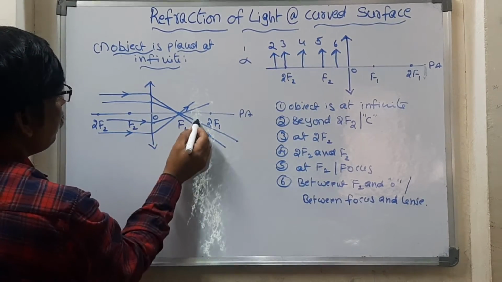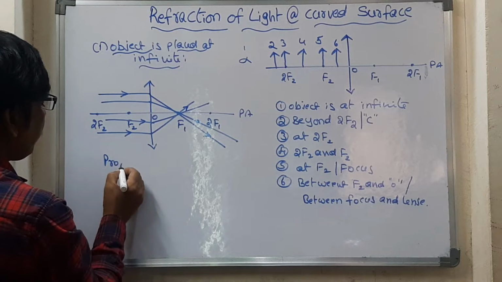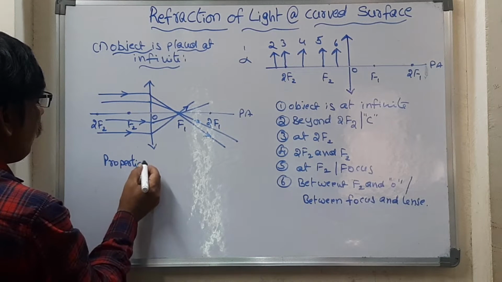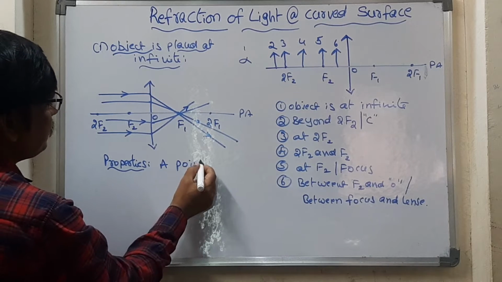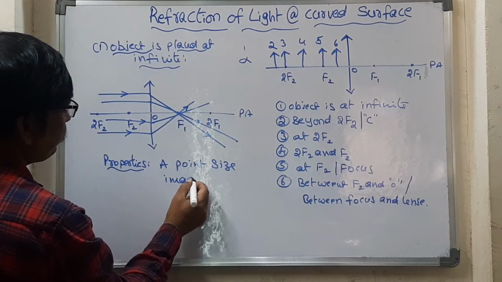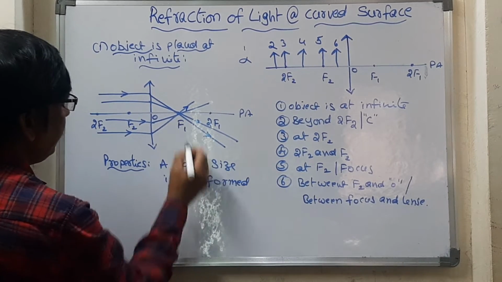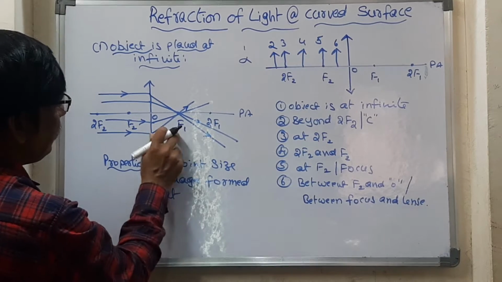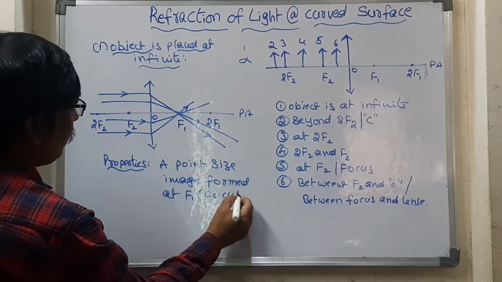Okay? And so what are the properties of the image? What type of image is formed? A point size image is formed. Okay now, where is it formed? At focus, isn't it? At F1. At F1, also we can say at focus.